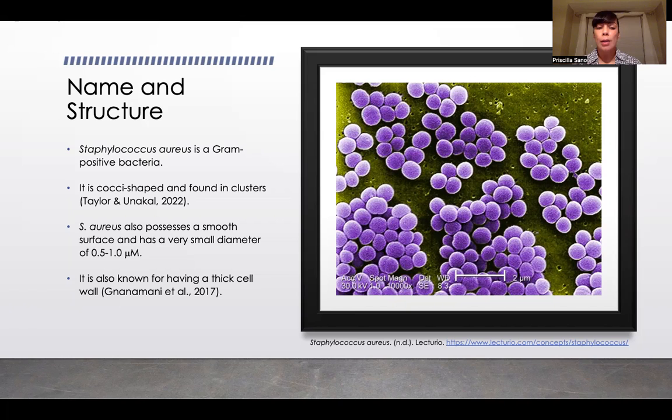It is also cocci-shaped and found in clusters. Cocci shape means that it's going to be circular, and this visual shows a great representation of it being found in clusters where colonies are aggregating together. S. aureus also possesses a smooth surface, and it has a very small diameter of about 0.5 to 1 micrometers. It's also known for having a very thick cell wall.